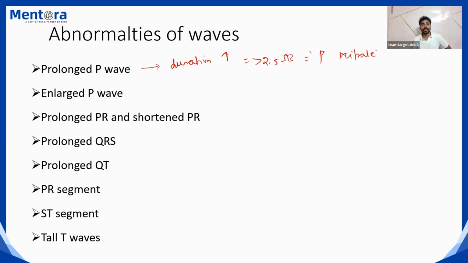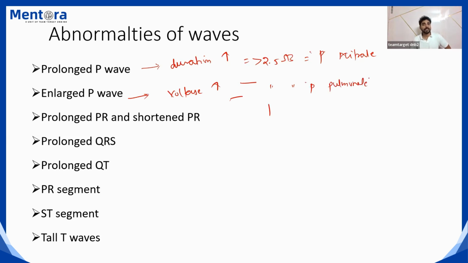You see in the case of left atrial enlargement, just see the ECG. If the P wave is more than 2.5 small boxes horizontally, that is your P mitral. Similarly, an enlarged P wave means the amplitude, the voltage, is increased. Same way, here there are 2.5 small boxes vertically. That is called P pulmonale.